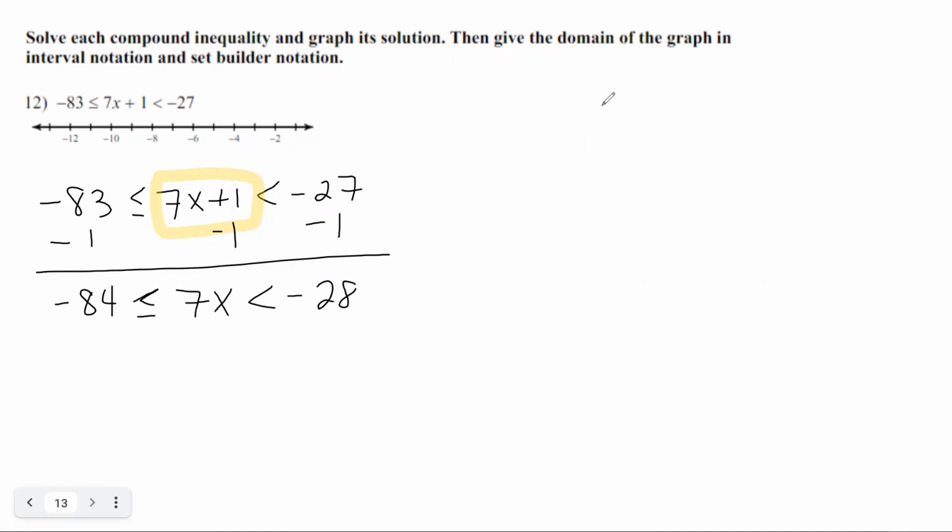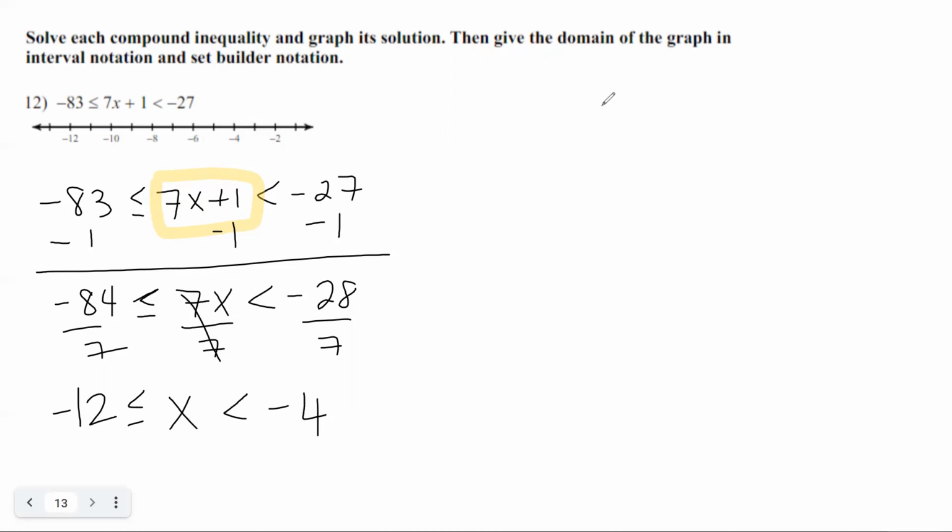Now I still want to get x alone, so we're going to divide all sides by 7. Negative 84 divided by 7, hoping that divides nicely. Yep, you know what? It's negative 12. Negative 12 is less than or equal to x is less than. And negative 28 divided by 7 is also a nice number. It's negative 4. So we have negative 12 is less than or equal to x, and x is less than negative 4.